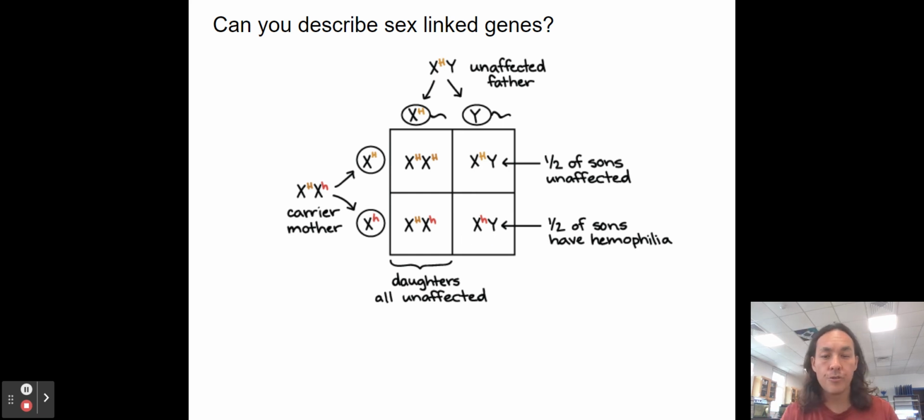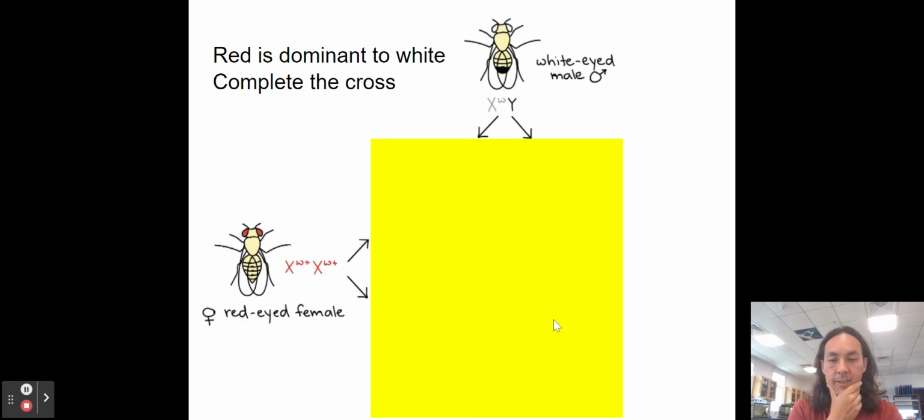You don't get to choose which X you pass on unless you do something like in vitro fertilization. You don't get to choose. Otherwise, we'd always choose the best for our kids. So here, these would be the sons that have hemophilia. This is the same thing that's at play with muscular dystrophy. All right, so this was figured out by Thomas Hunt Morgan and Alfred Sturtevant with fruit flies.